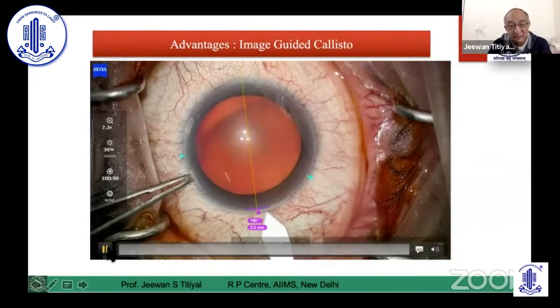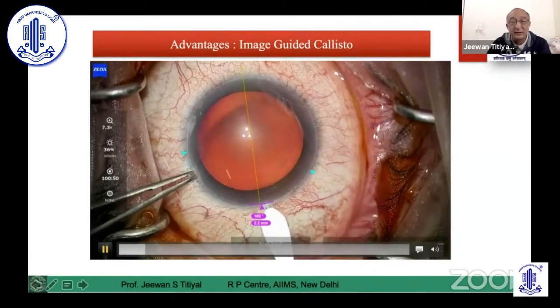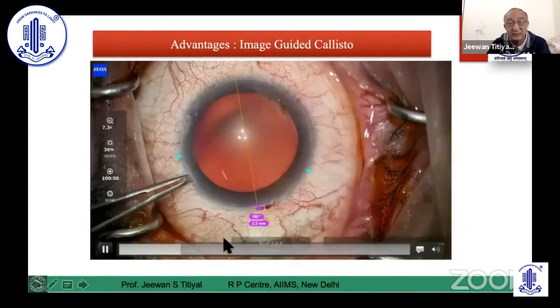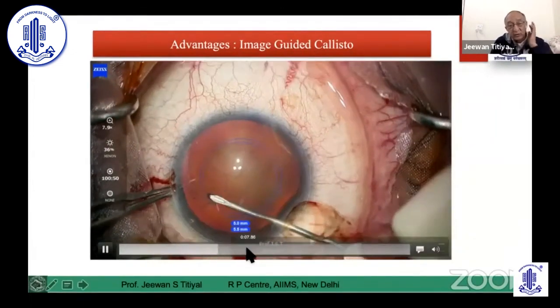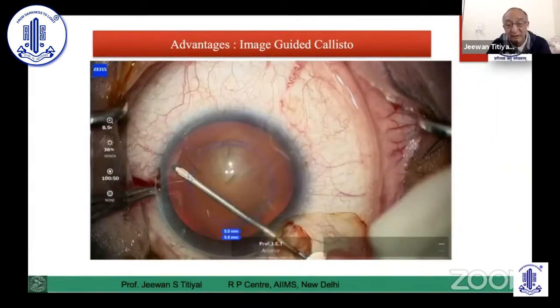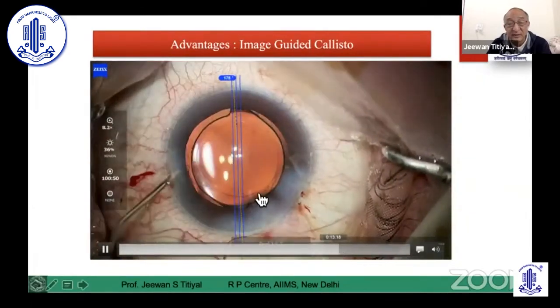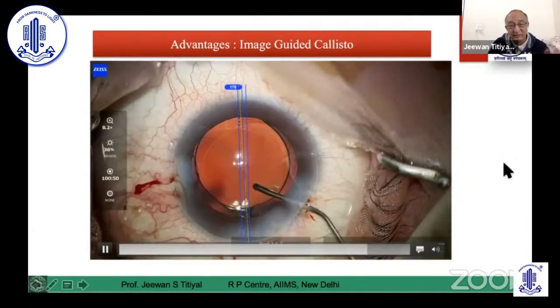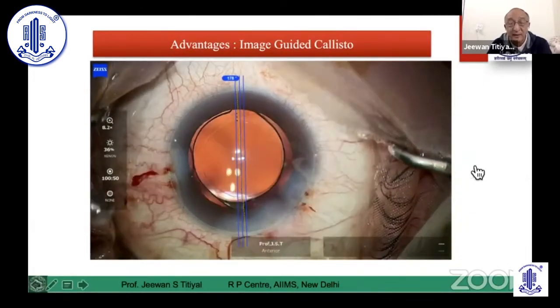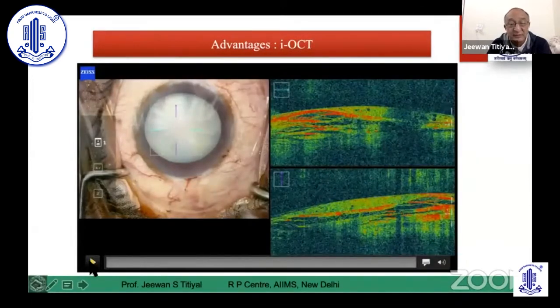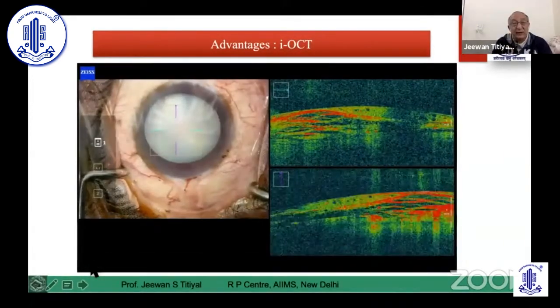Second advantage is it also has Callisto aligned attachment. So after IOL implantation, especially for multifocal, trifocal toric lenses, the alignment can be done better in these patients effectively, because you have a larger screen to see and you can do better. Third is the OCT attachment in difficult cases like a white cataract.